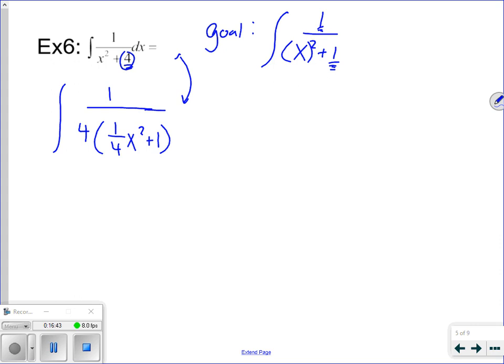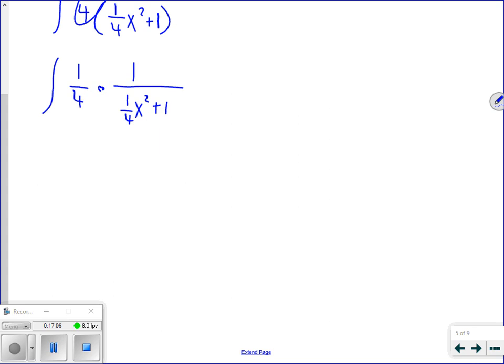All right, so what I'm going to do first of all is I'm going to split this up. I'm going to go ahead and take this 1/4 kind of out. So I got 1/4 multiplied by 1 over 1/4 x squared plus 1. I just kind of took that out. Okay. All right, so I'm going to bring the 1/4 out, and I'm left with the integral of 1 over.